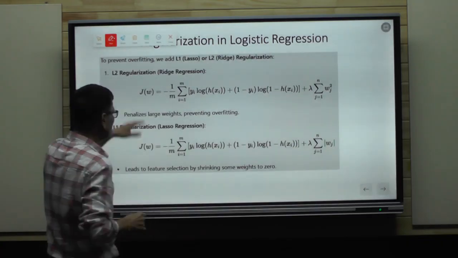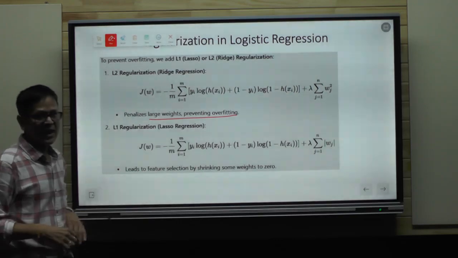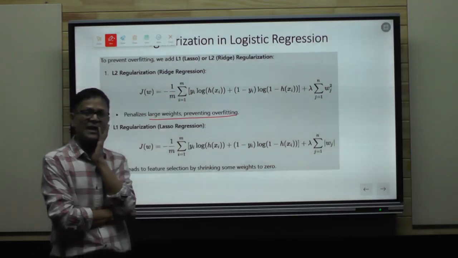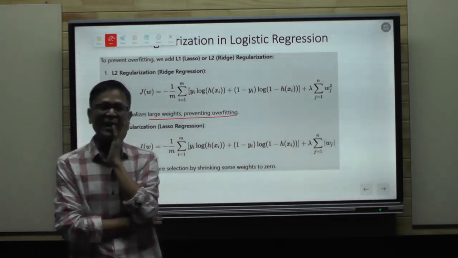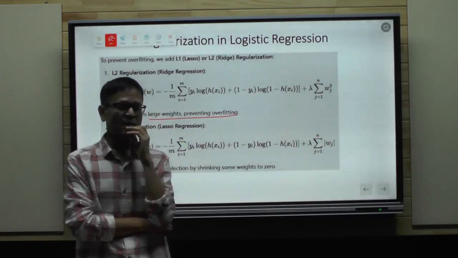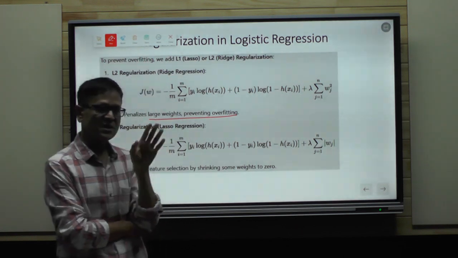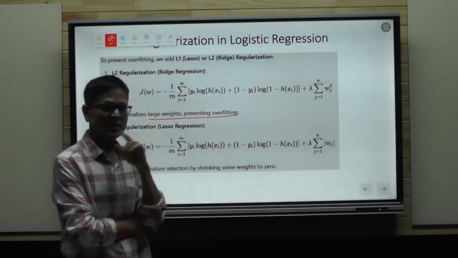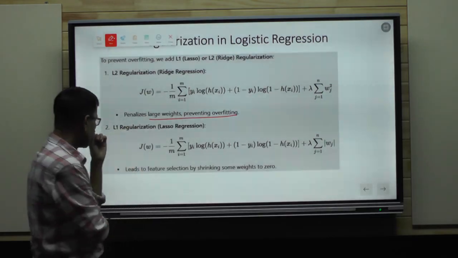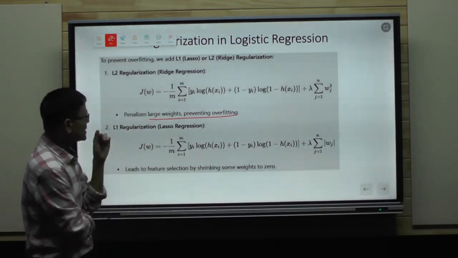So in L2, what happens? The large weights are penalized, and that is how we prevent overfitting. Overfitting means that the algorithm was applied on a data set, and the algorithm learned the data set very well, but it will perform badly when it sees unforeseen data. So in that case, we call it overfitting.